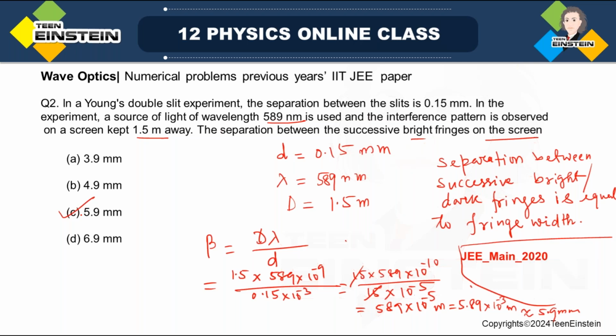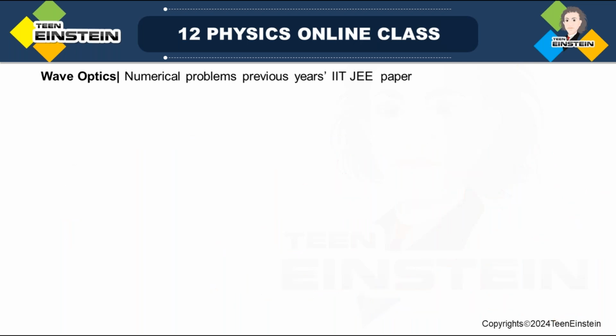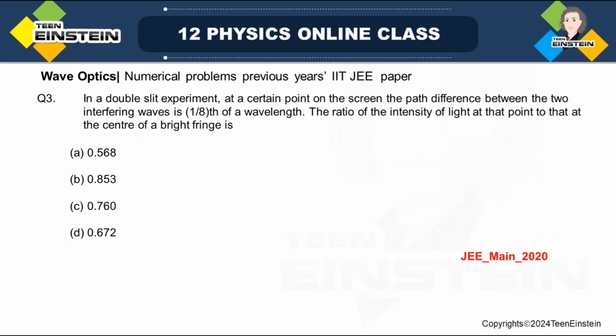Now let us go to the third problem. The third problem says, in a double slit experiment, at a certain point on the screen, the path difference between two interfering waves is 1/8 of a wavelength. What does that mean? That means the path difference delta is lambda by 8.